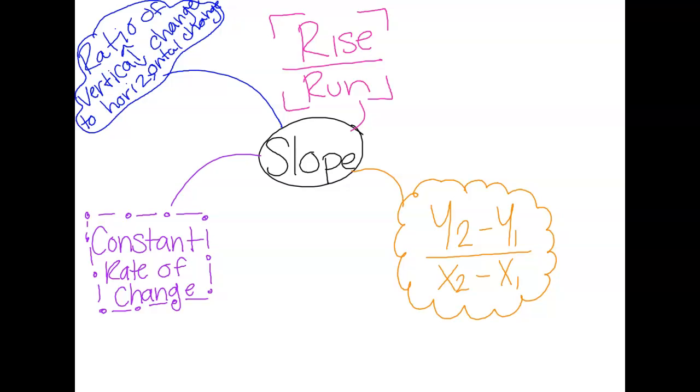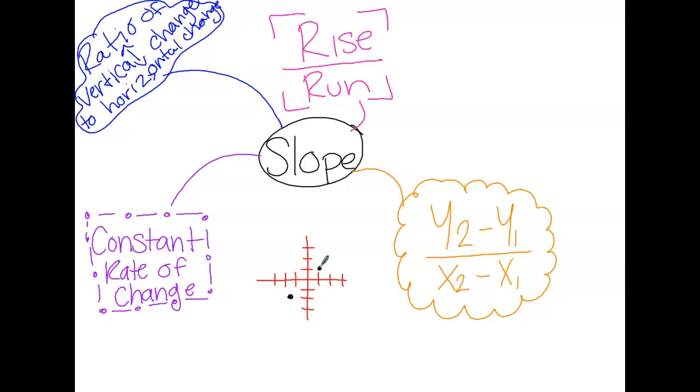The next one I'm going to do is if you have a graph. So I'm going to draw a graph down here. And if I had 2 points on my graph, like this and this, how do you find the slope that way?